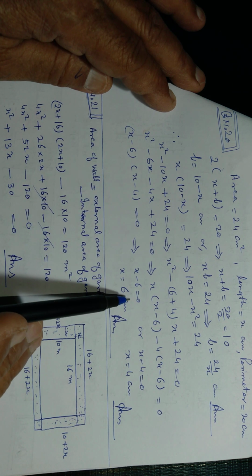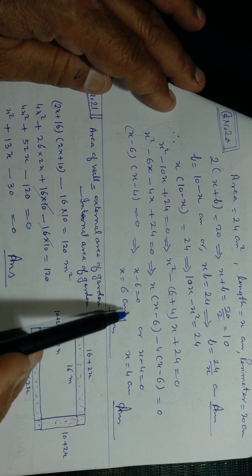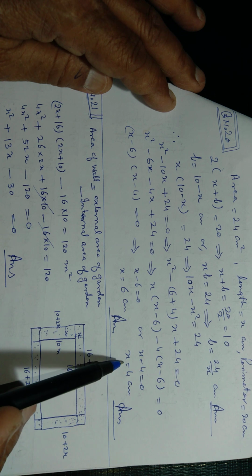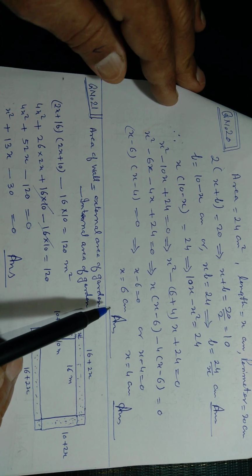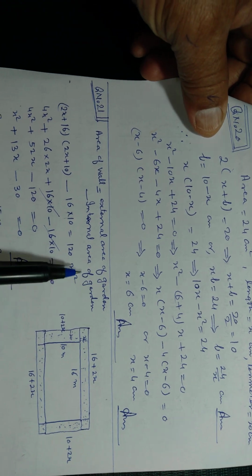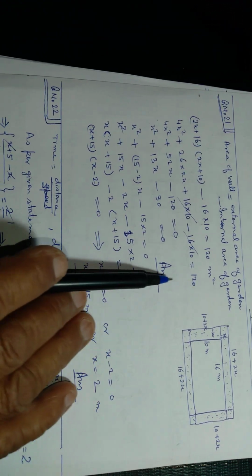So x minus 6 is equal to 0. Here x is equal to 6. x minus 4 is equal to 0. x is equal to 4 centimeter. These are the two answers for question number 20. Now proceed to question number 21.